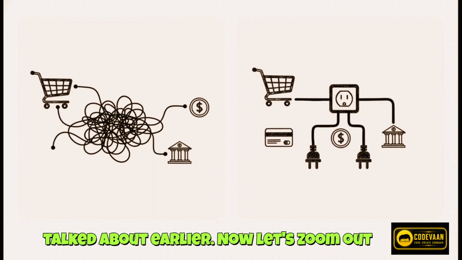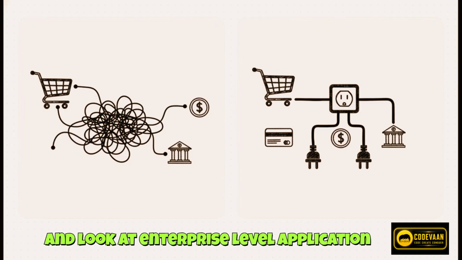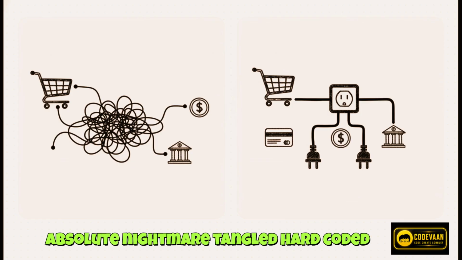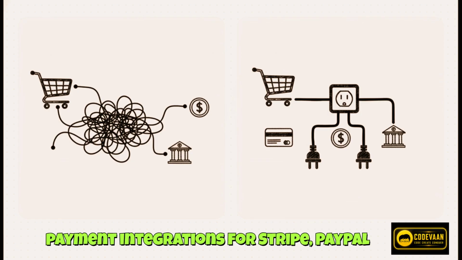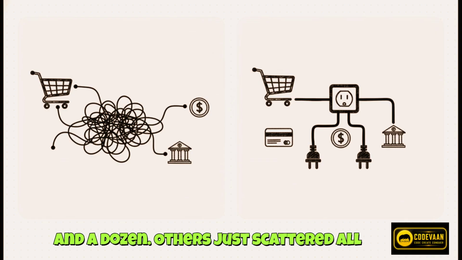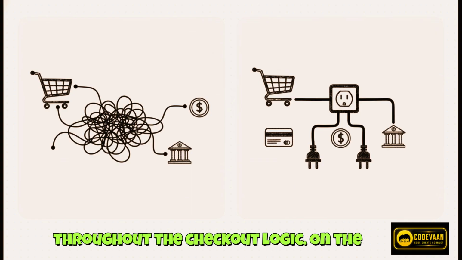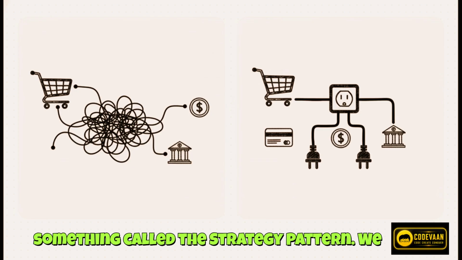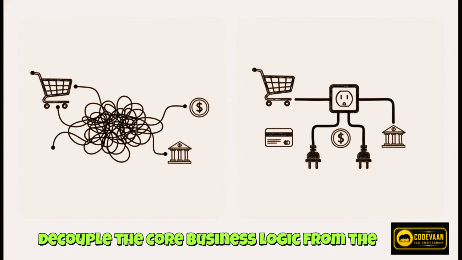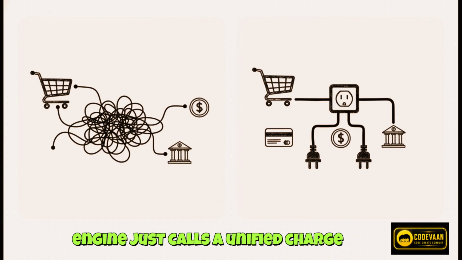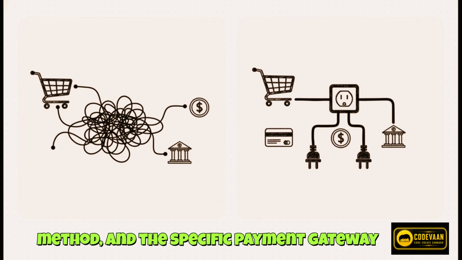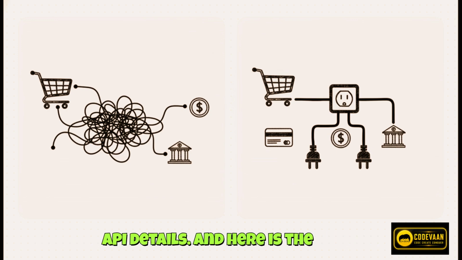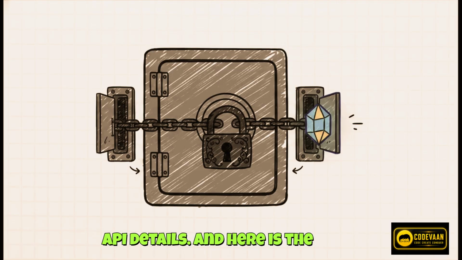Now let's zoom out and look at enterprise-level application scaling. On the left side here, we have an absolute nightmare. Tangled, hard-coded payment integrations for Stripe, PayPal, and a dozen others, just scattered all throughout the checkout logic. On the right, we apply polymorphism using something called the strategy pattern. We decouple the core business logic from the concrete implementations. Your checkout engine just calls a unified .charge method, and the specific payment gateway object gracefully handles all the complex API details.